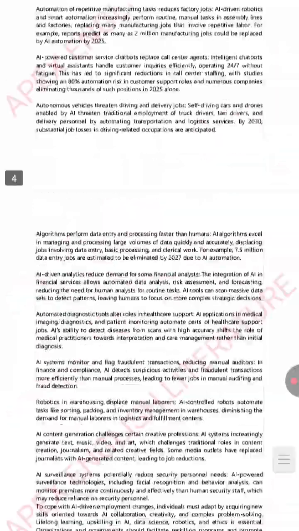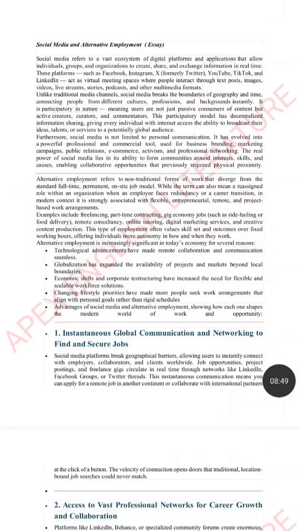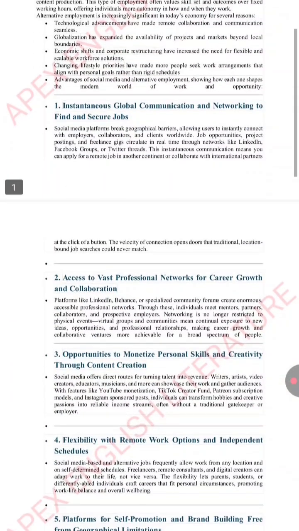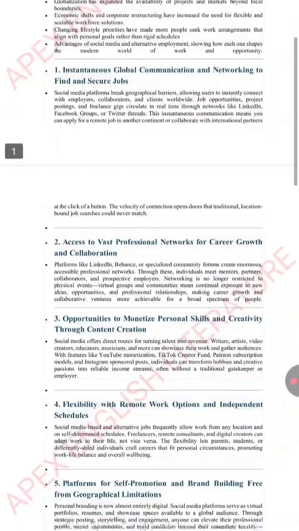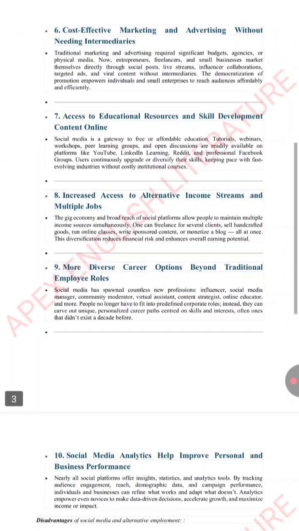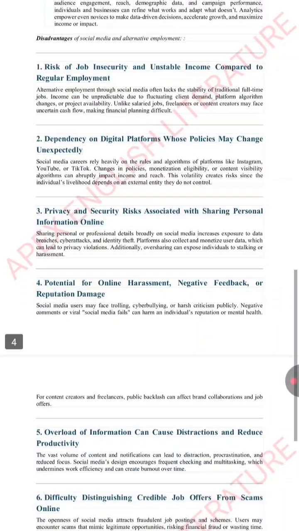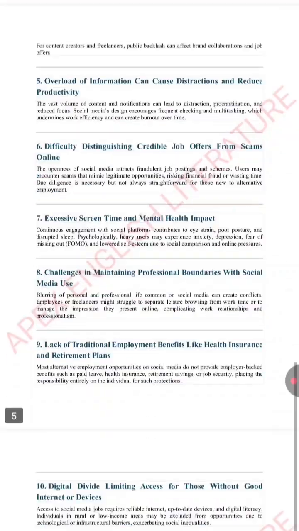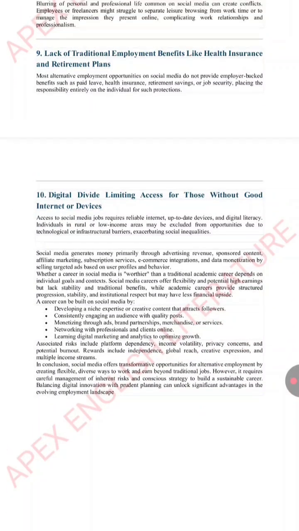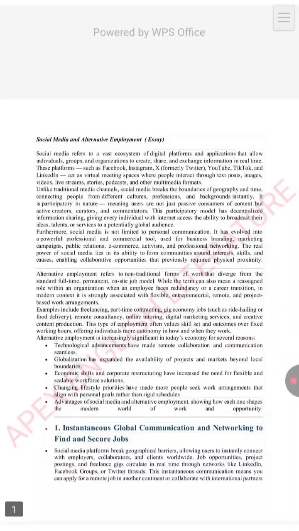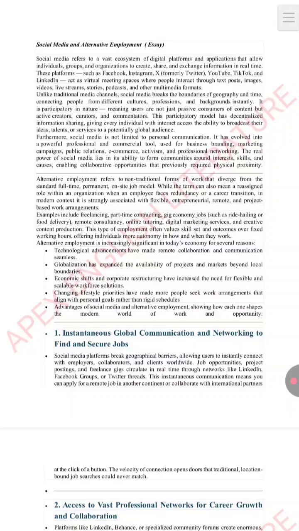You can go through. Then we have a very contemporary topic, that is social media and alternative employment, how people are working through social media, becoming freelancers, becoming YouTubers, using their YouTube channels or Facebook channels to promote and earn, how it is good as well as bad, what are the risks associated with it, all this you can discuss and go through. So that will be the most important 6 essay topics for you all.